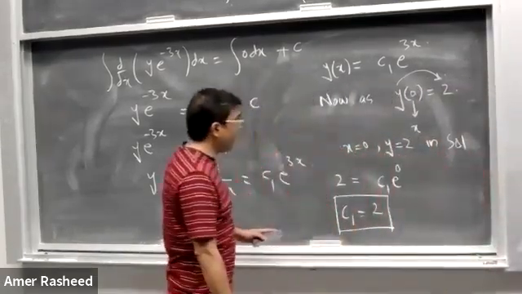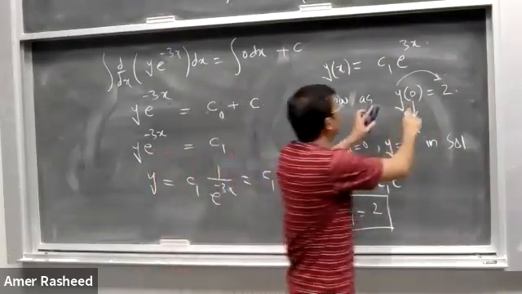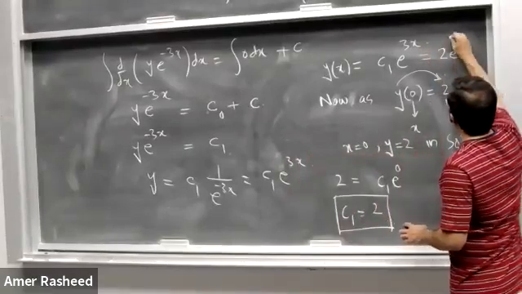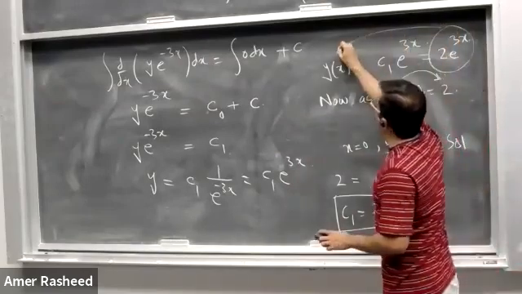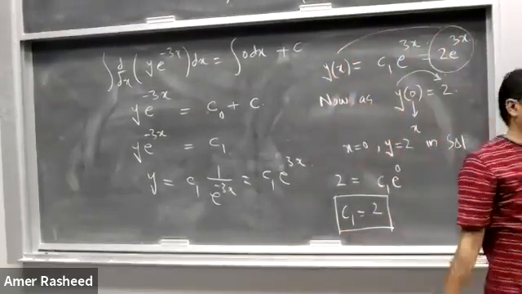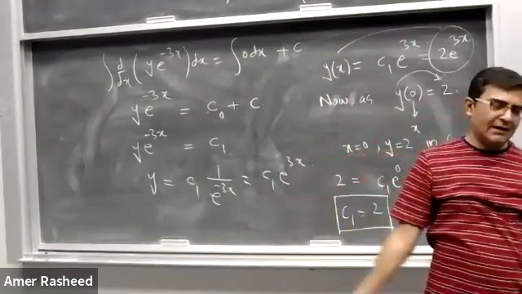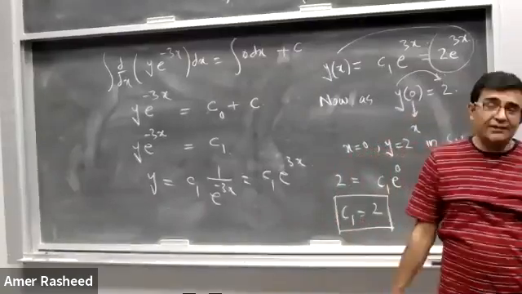And what will be the final solution? If C1 is 2, then the final solution is 2 times e to the power 3x. So this is your final particular solution, which suits the physical phenomena you are trying to get the solution of.